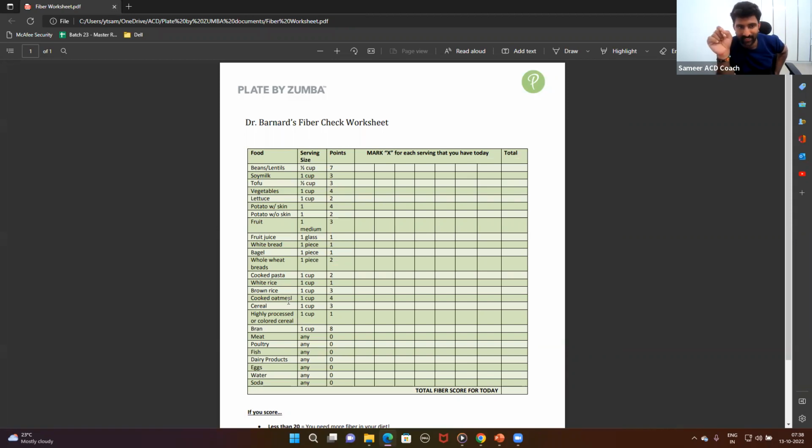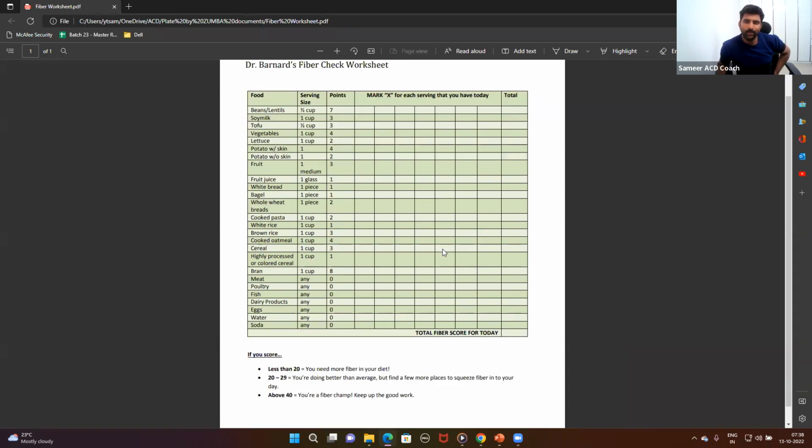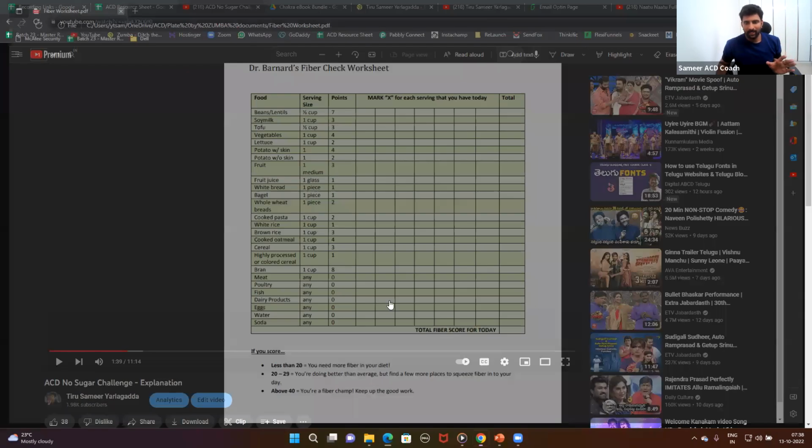And second, for the people who are putting on more weight every day, they need to check their fiber score every day. How to check that fiber score and how to keep it at a level, you are getting from this sheet. Even this one you are getting as a bonus. So many things you are getting as a bonus.